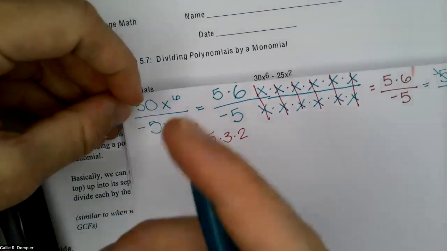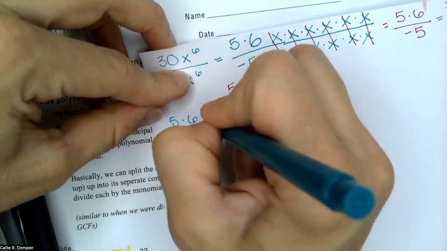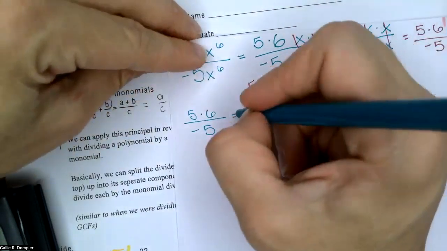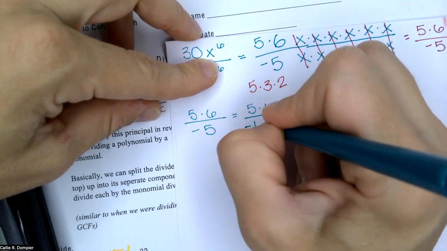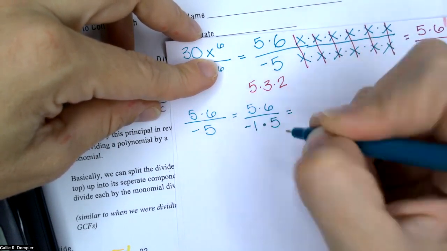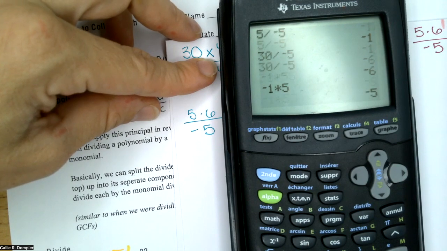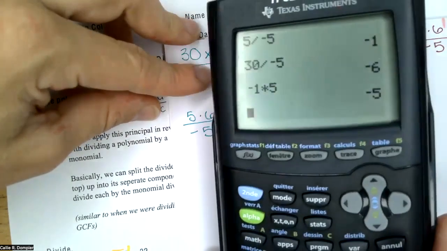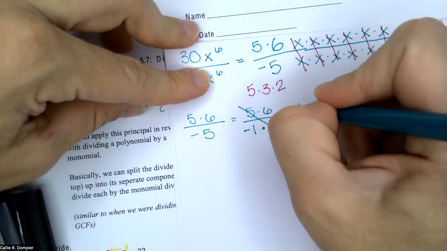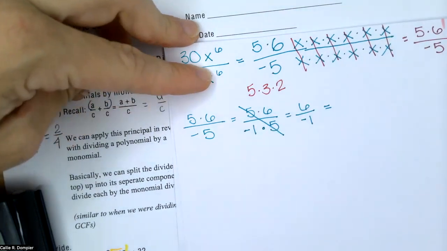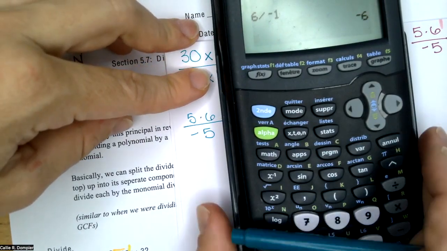Or we could keep those ones positive, the ones on the top, 5 times 6 divided by -5. And we could say, well, -5 is just -1 times +5, right? -1 times 5 is -5. -5 is -1 times 5. And in that case, you get 6 divided by -1. If we put that into the calculator, 6 divided by -1 is -6.